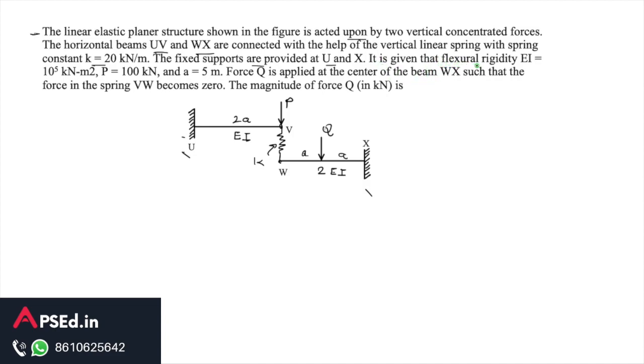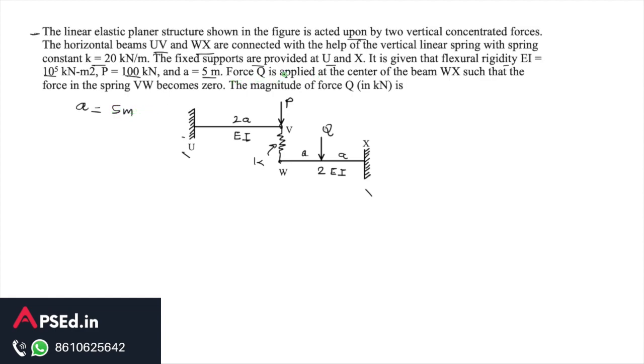It is given that flexural rigidity EI is equal to 10 to the power 5 kilonewton meter square, P is equal to 100 kilonewton and A is equal to 5 meter. So this load is given, flexural rigidity is given, and the length of the beam, which is 2A, and here the value of A is 5 meter.